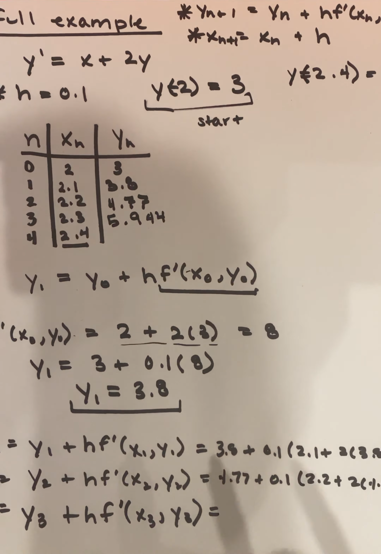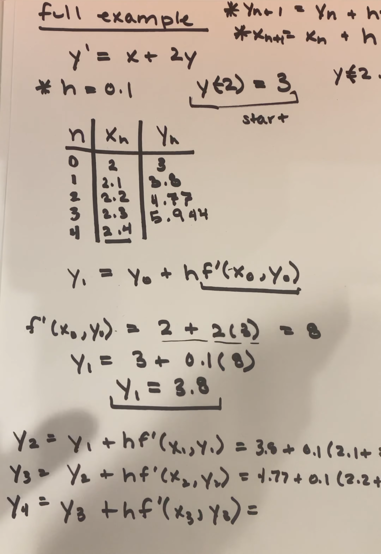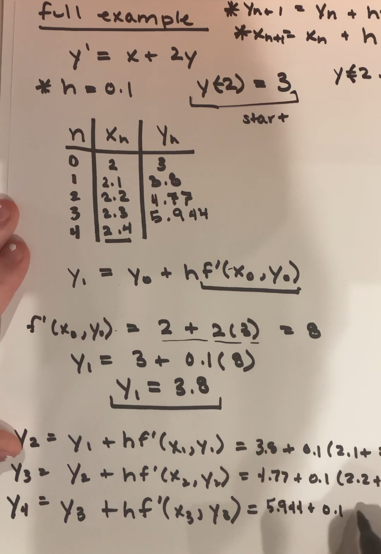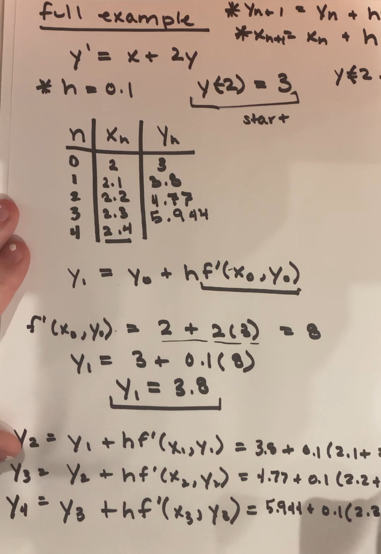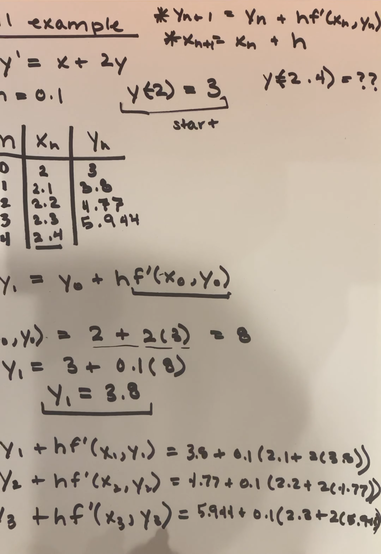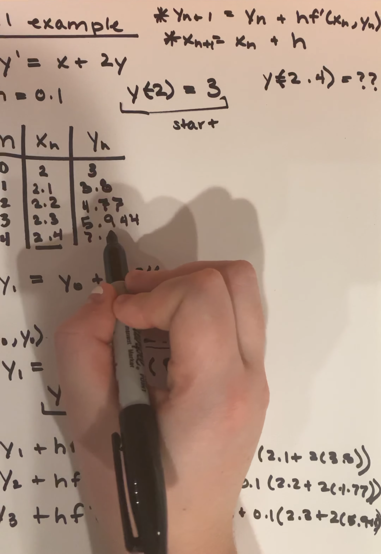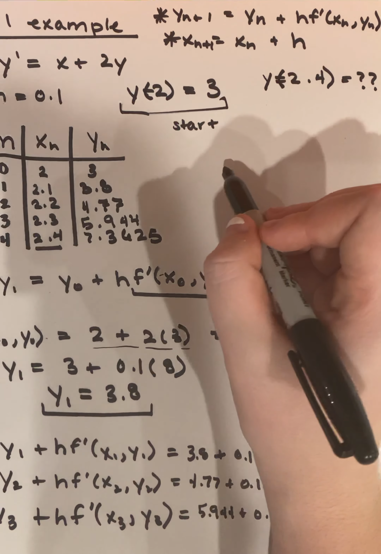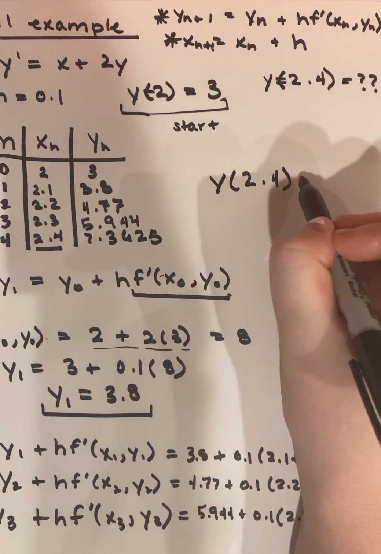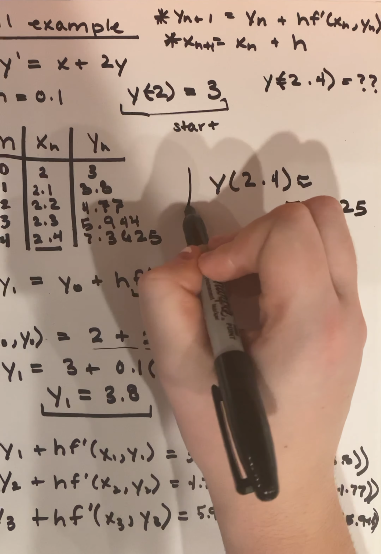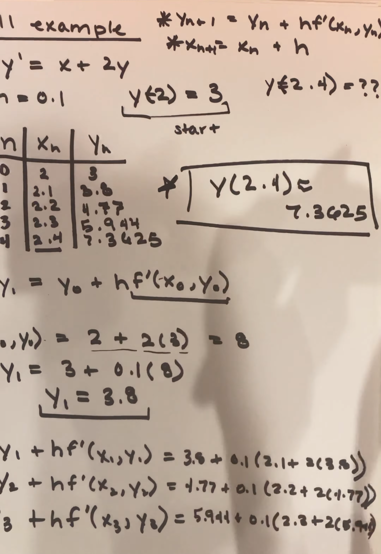Now taking 5.944 and 2.3, we can plug this into our final equation for y sub 4, which is going to be 5.944 plus 0.1 times 2.3 plus 2 times 5.944. So that kind of gets squished at the end. And then that is finally going to be equal to 7.3625. And then, so your y sub 2.4 is approximately equal to 7.3625. And then that is your final answer using Euler's method.